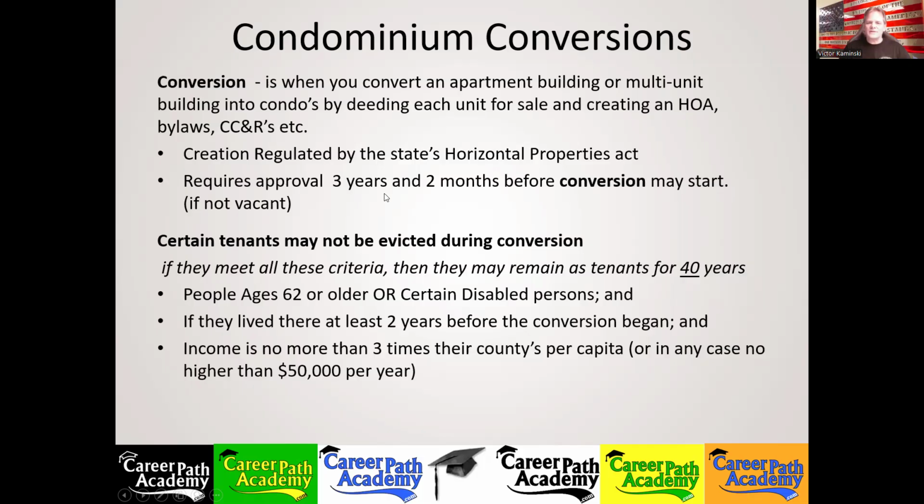Why? Well, there's certain tenants that may not be evicted during condominium conversions. Now, if they meet all these criteria, they may remain as tenants for the next 40 years. People age 62 or older, or certain disabled persons, if they lived there for at least 2 years before the conversion began, and their income is no more than 3 times their county's per capita, or in any case, no more than $50,000 a year. If they meet all those requirements, they can remain as tenants for the next 40 years, and you cannot evict them to convert it to a condo.